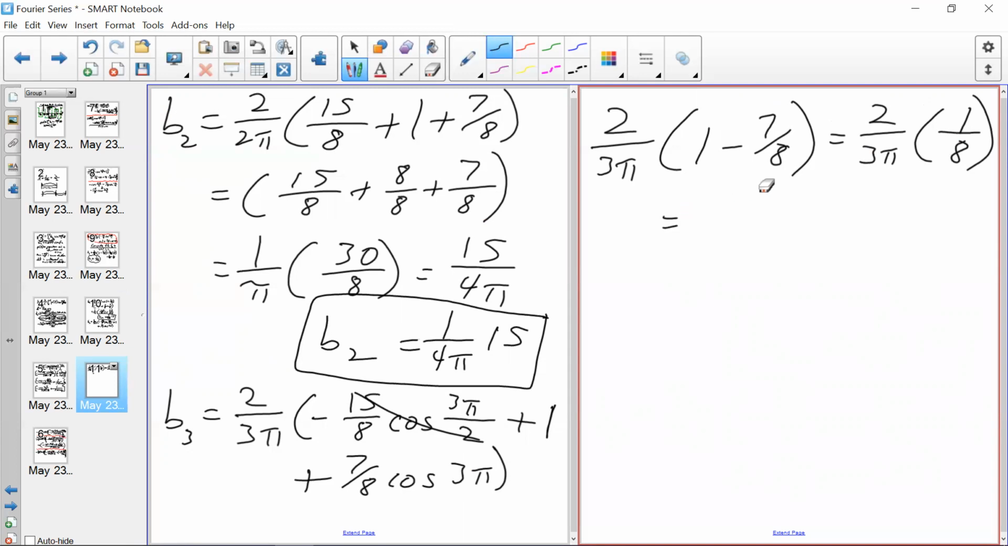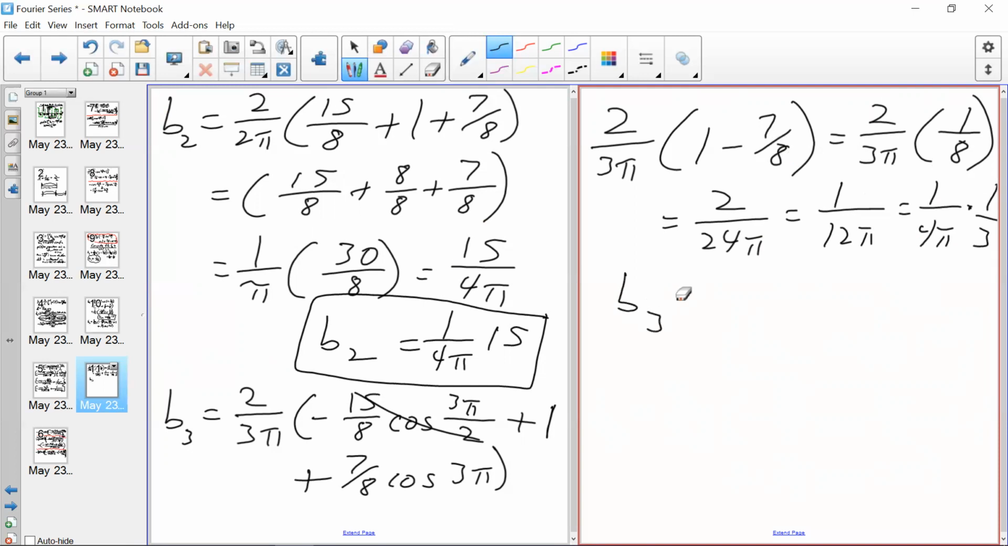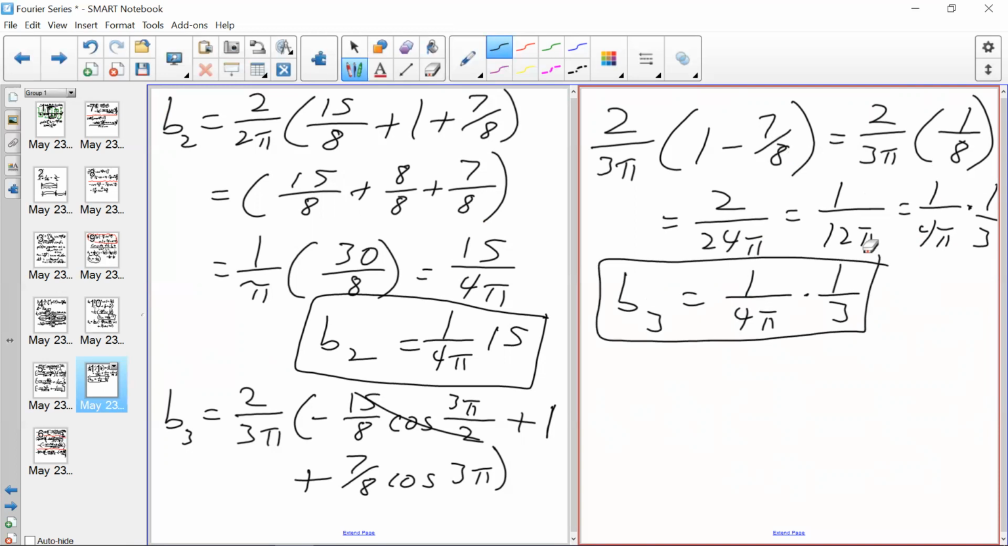Basically, you factor all this out. I guess one more time I'll be explicit. So it's 2 over 24 pi, and that's just 1 over 12 pi. And again, that's 1 over 4 pi business comes back, times 1/3. So B3 is going to be 1 over 4 pi times 1/3. You start seeing the pattern.